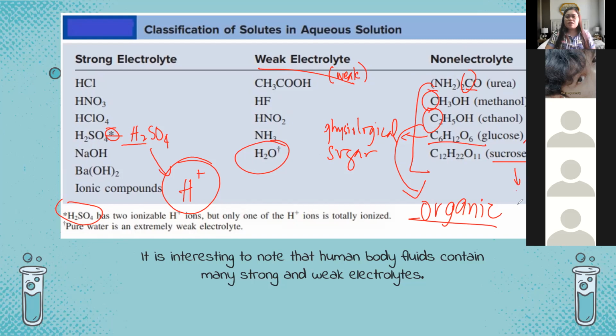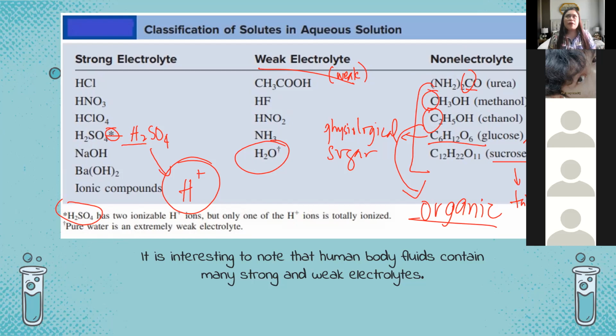And sucrose, this is what we call the table sugar. So this was my example a while ago. Our asukal, if you dissolve that in water, it will not ionize. So non-electrolyte siya. So yan yung kanilang mga chemical formula. Sucrose is C12H22O11, while glucose is C6H12O6. So as you can see, they all have carbons in their chemical formula, thus they are organic.